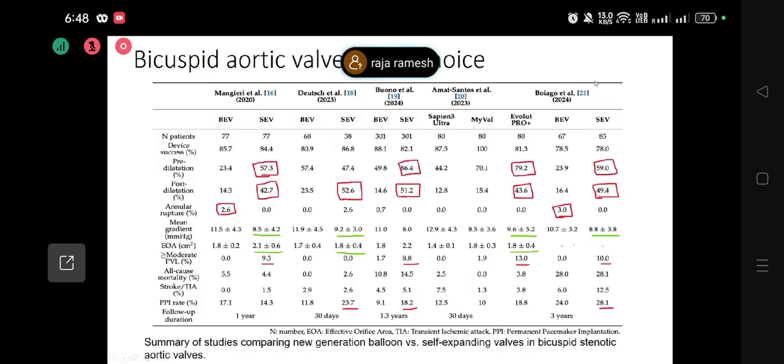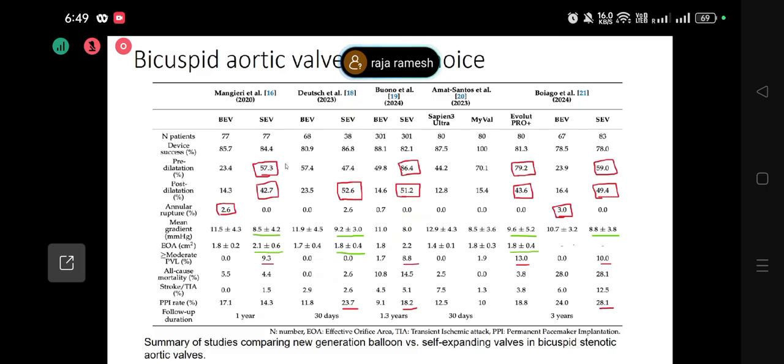So these are the different parameters if you choose a balloon expandable valve or a self-expandable valve in bicuspid aortic valve. For any TAVI procedure, there will be three steps like in coronary: pre-dilatation, deployment of the valve, and, if required, post-dilatation. The requirement for pre-dilatation is more if you use a self-expandable valve in any of the series. This BEV is balloon expandable valve, and this SEV is self-expandable valve.